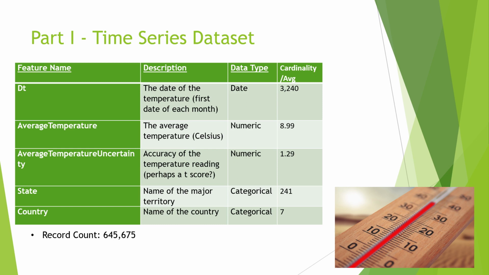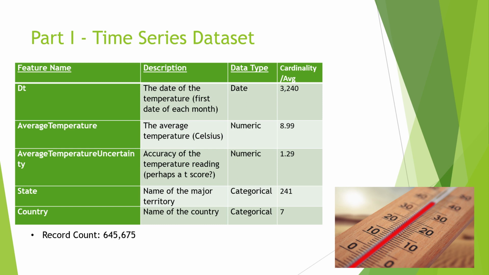In total, there were about 650,000 records. Those are all temperature readings across those territories. And like I said, it was the average temperature for every month.